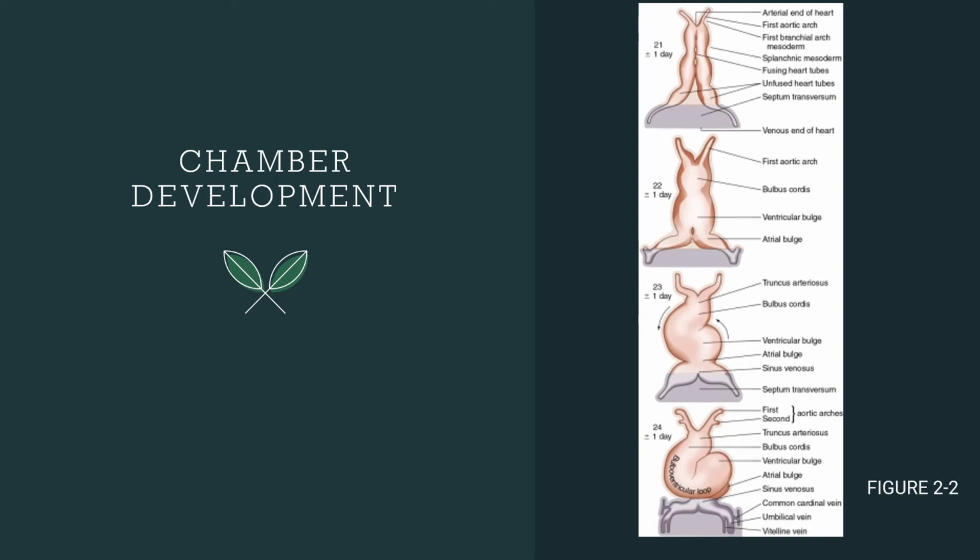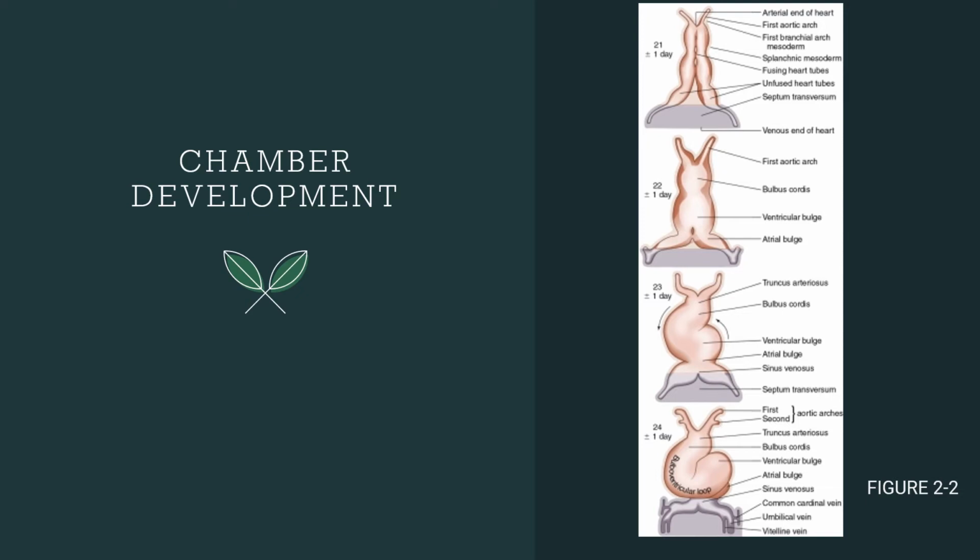These structures empty into the sinus venosus, which also receives blood from three additional sources: the vitelline veins arising from the yolk sac, the common cardinal veins from the embryo, and the umbilical veins from the primitive placenta. Figure 2-2.7. These structures continue to bend, fold, and dilate by incorporating components from surrounding tissue structures as the truncus arteriosus, which connects the heart to the future arterial system, becomes recognizable.